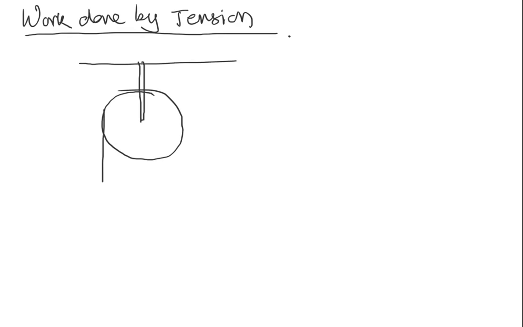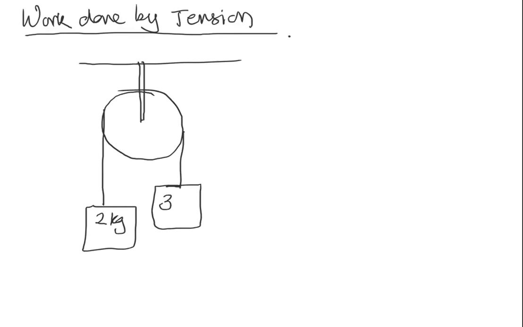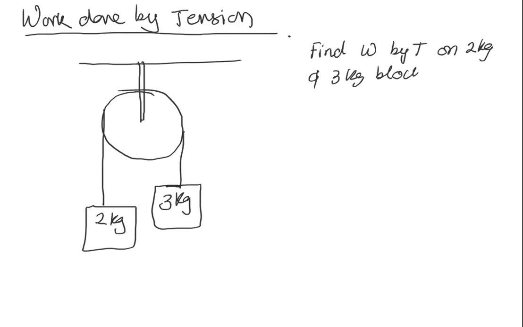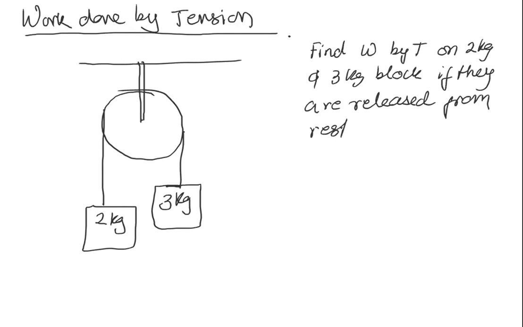So we have a standard Atwood machine, 2 kg and 3 kg. Find work done by tension on the 2 kg and 3 kg block if they are released from rest and move for 2 seconds.